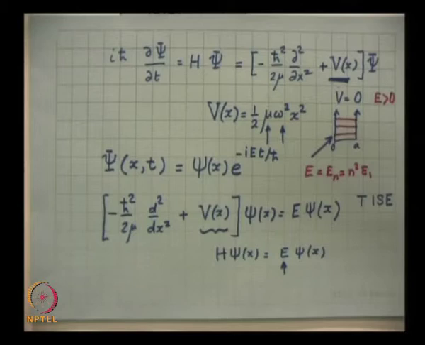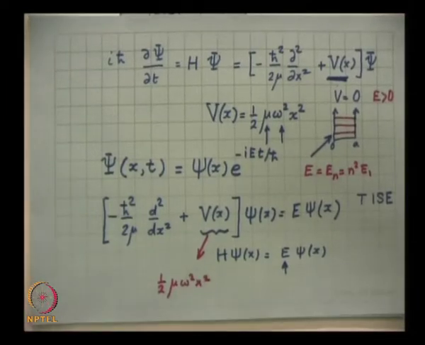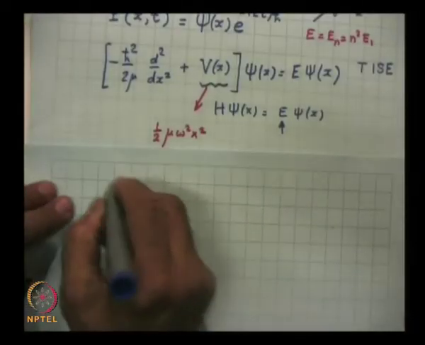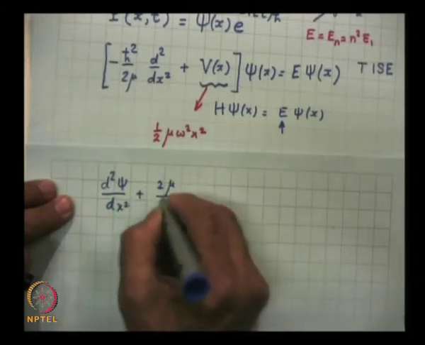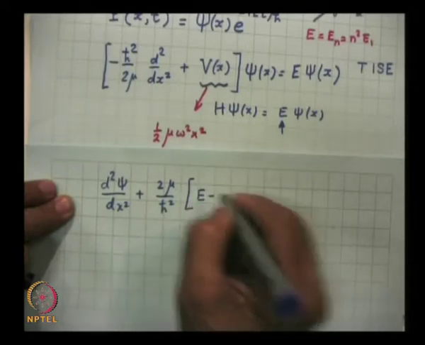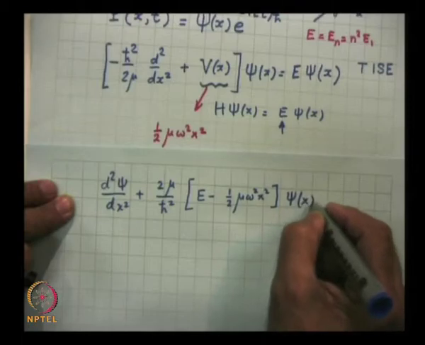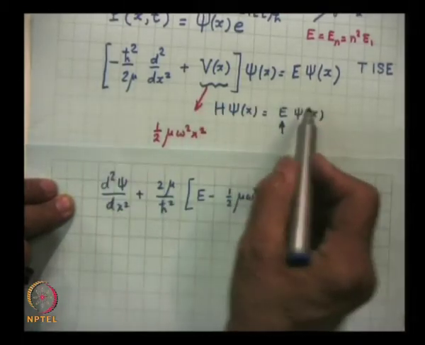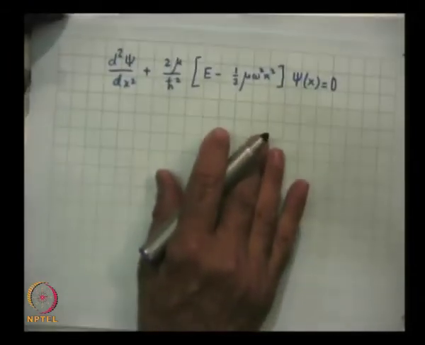So, we will solve this equation when V of x is equal to half mu omega square x square. We rewrite this equation for V of x equal to half mu omega square x square, and if we do that, we will have d2 psi by dx square plus 2 mu by h cross square times E minus half mu omega square x square, times psi of x, equal to 0. This is obtained by just rearranging the top equation, and you will get this particular equation.